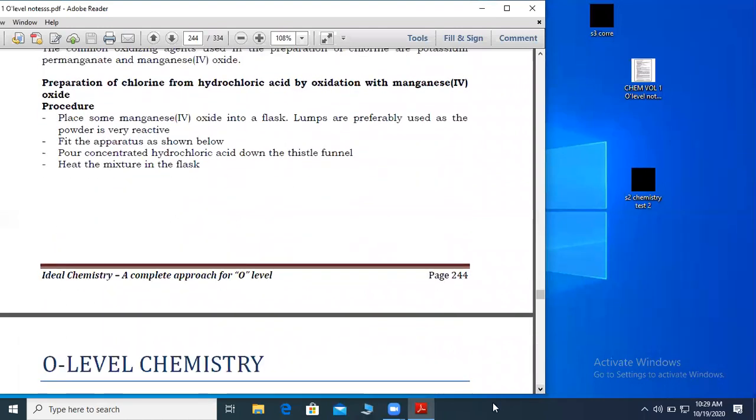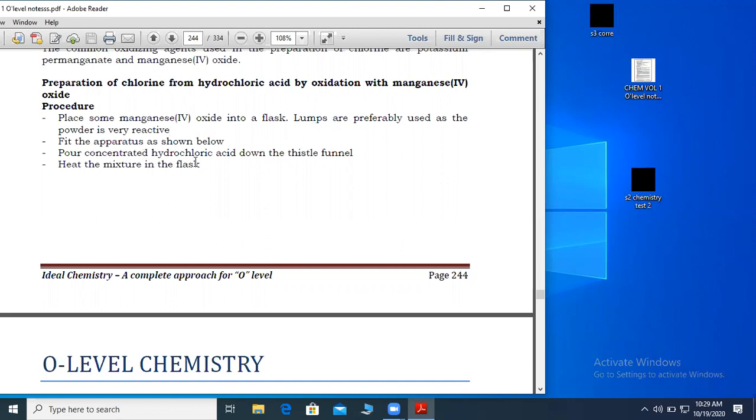Preparation of chlorine from hydrochloric acid and manganese 4 oxide. Now, hydrochloric acid is going to be oxidized by manganese 4 oxide, as we are going to see. So place some manganese 4 oxide into a flask. Lumps are preferred to be used, as the powder is very reactive. So we use manganese 4 oxide lumps, not powder, because when you use the powder, the reaction will end very fast.